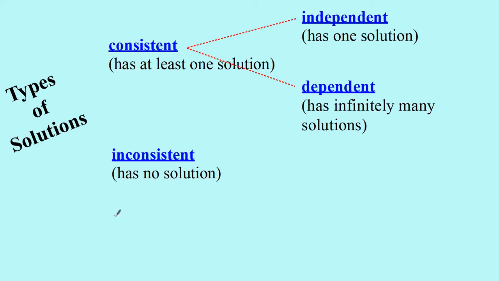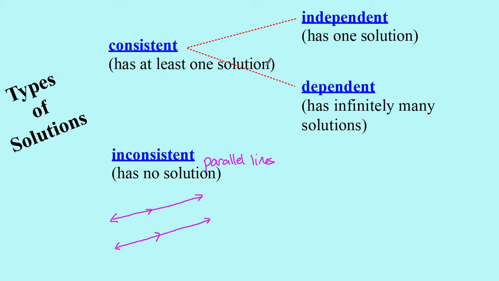Hopefully you're thinking, if you have a line right here, I want to draw another line that doesn't intersect. So let's just draw one that's parallel. If you have parallel lines, they have no solution. So inconsistent is when you have parallel lines. That's what the graph is going to look like. Inconsistent.